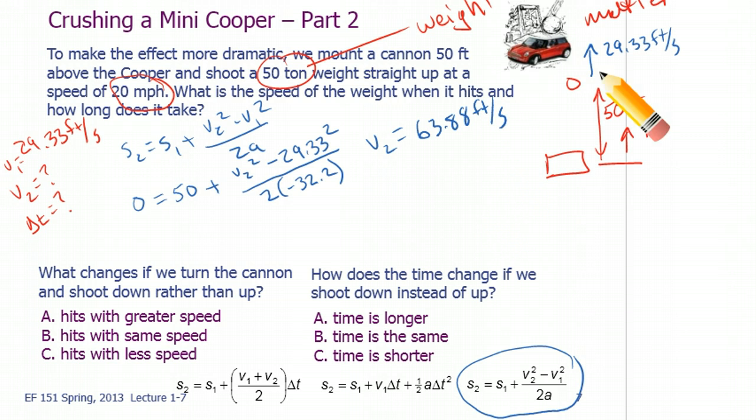What's happening is it's going up at 29.33 feet per second, reaching the top somewhere, so I'll draw it over here. Coming back down, its velocity at that point has changed, but would be the same going downward, and then it hits down here with 63.9 feet per second.